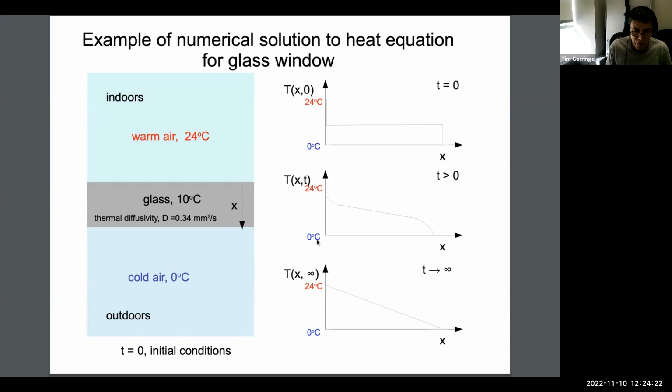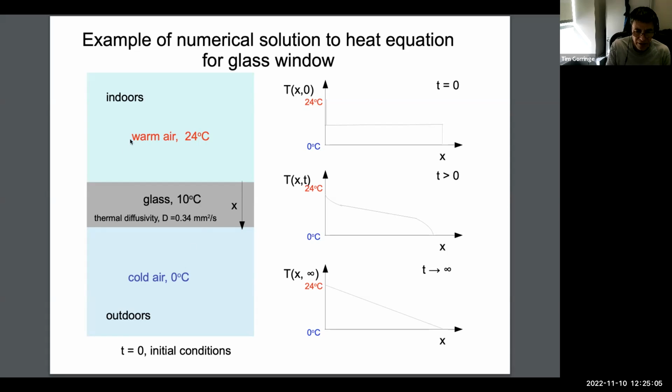So now I want to move on to how we implement a heat equation to obtain a numerical solution to a particular thermodynamics heat flow problem. I want us to think about this example. I've got a glass window here in gray. Upstairs here is indoors inside the house, so a cozy 24 degrees Celsius. And outside, downstairs here, this is outdoors, a cool 0 degrees Celsius.